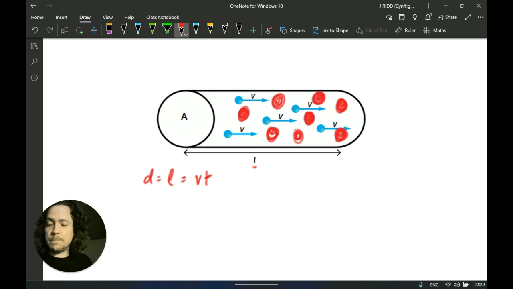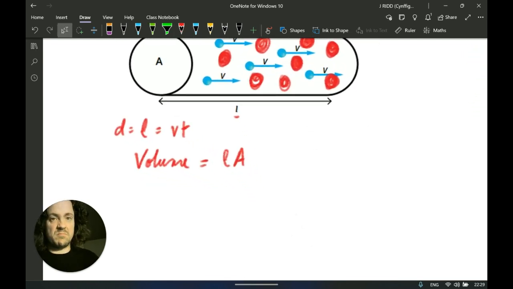Okay. Now, the next thing we're going to do is think about volume. Now, let's not get these confused. This is big V for volume, okay? And the volume will be equal to the length times the cross-sectional area. That's just simple volume-of-a-cylinder maths, isn't it? All right. And we can substitute what we had previously, and we can say that that's equal to v times t times A. So that's our expression for the volume in terms of speed, time, and cross-sectional area.